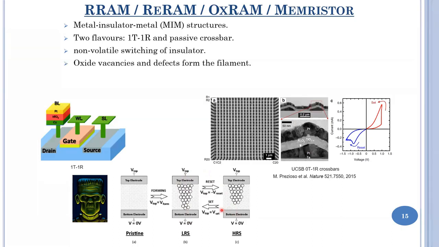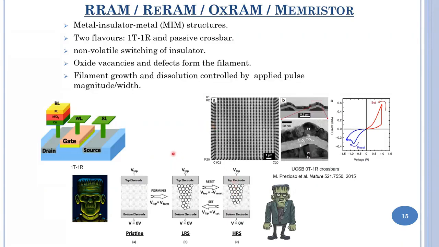Just by pumping it, forcing it and applying electrical stress, you can make this Frankenstein's monster, and you can let it go into several states like low resistance state, high resistance state and all those things. The best part is that the filament growth and dissolution lead to a resistance change that can be controlled by the applied pulse magnitude and width. So just by working with electrical pulses, you can tune it to several different values between a minimum value and a maximum value.